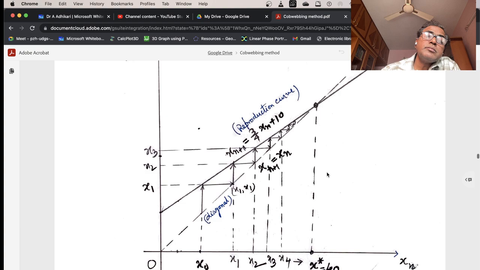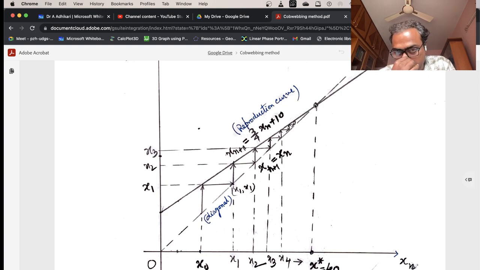So this is x_{n+1} equal to 3/4 x_n plus 10. This is the reproduction curve, and this dot-dash line is x_{n+1} equal to x_n. So the intersecting point is this. The x coordinate of this intersecting point, x equal to 40, is the only equilibrium point of this equation.